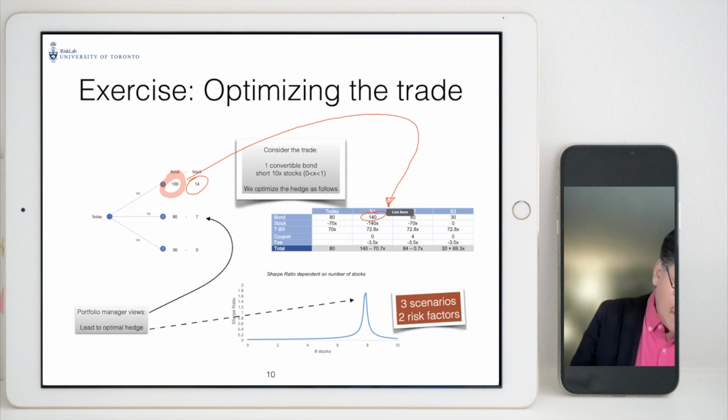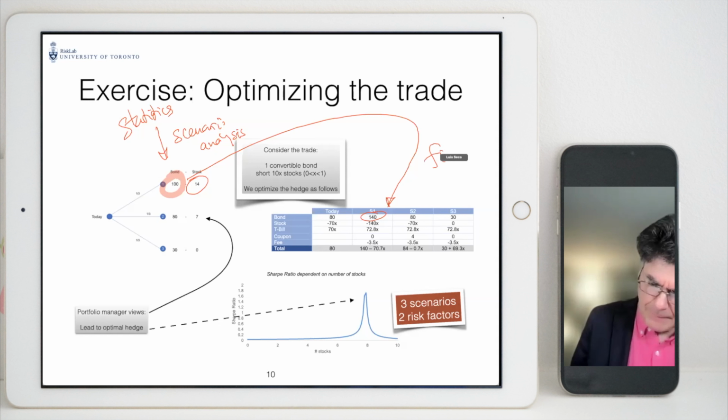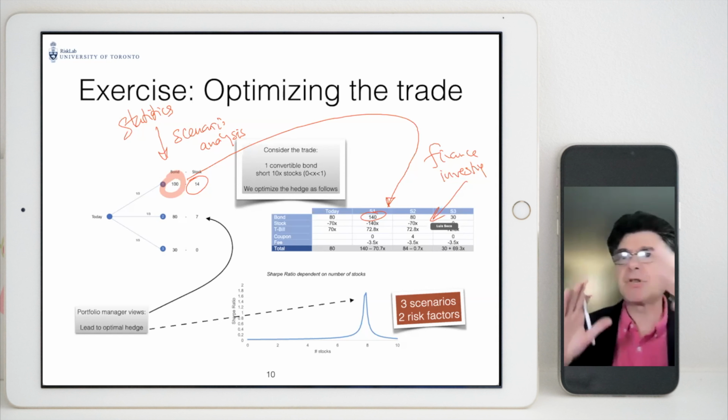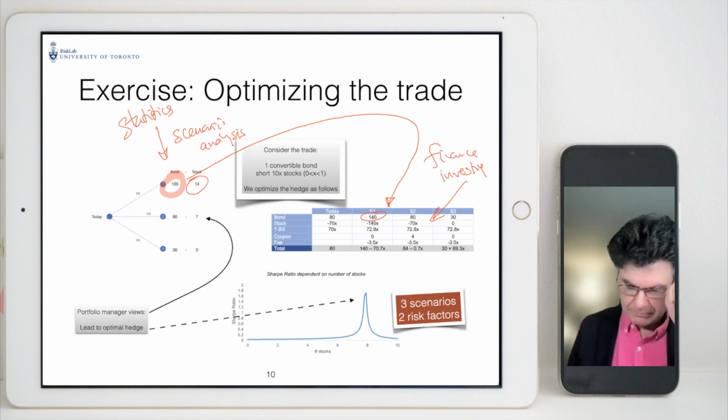So this is statistics. This is scenario analysis, and this is finance, investing. Okay, that's how these two things go together.